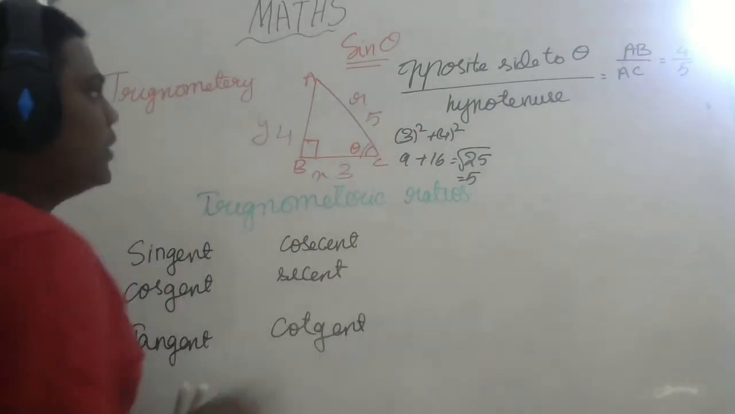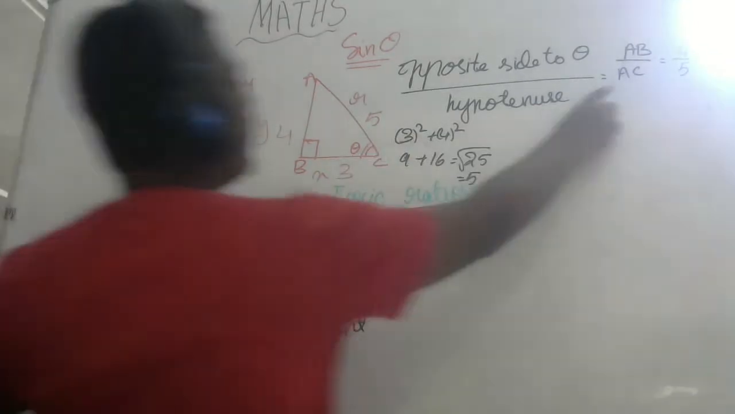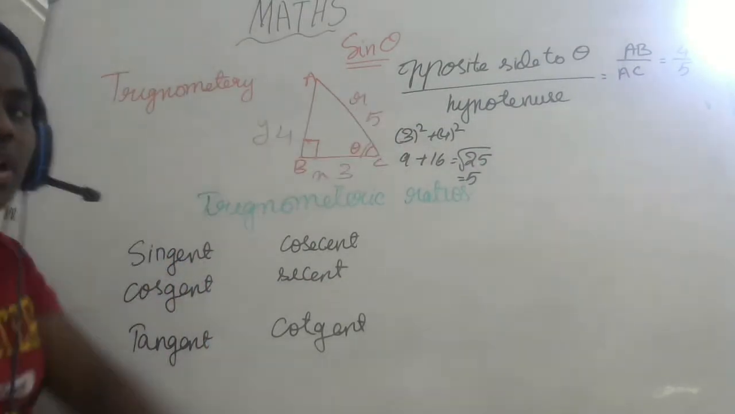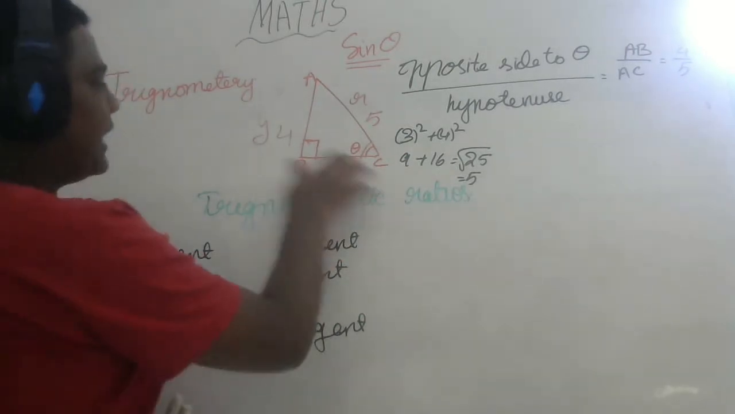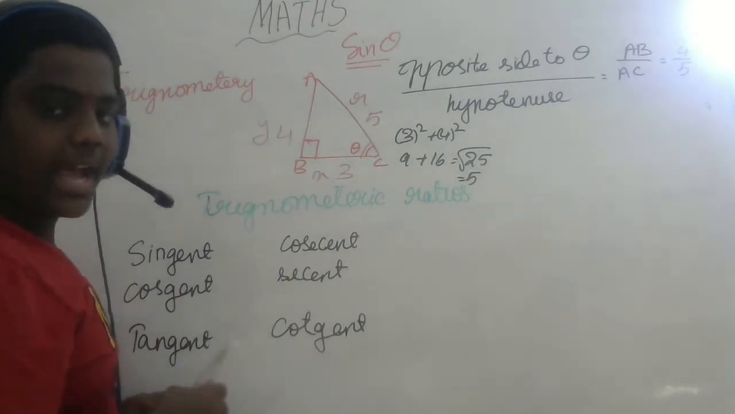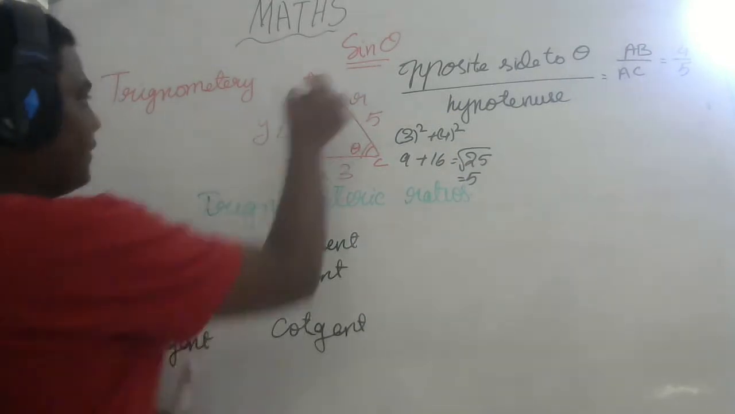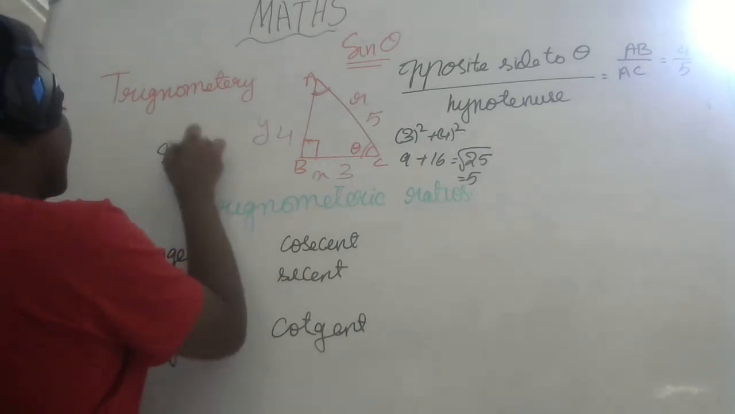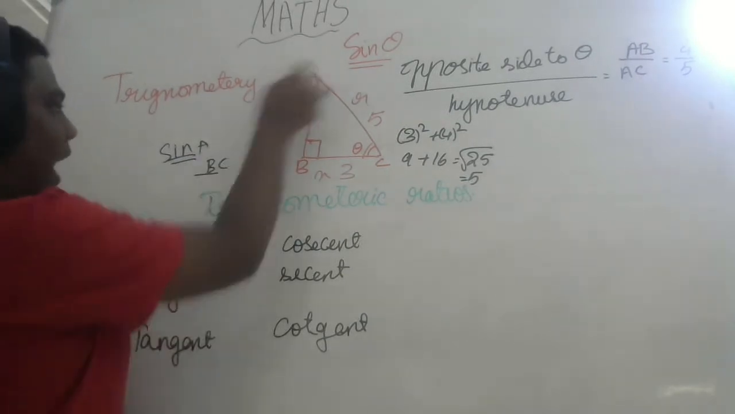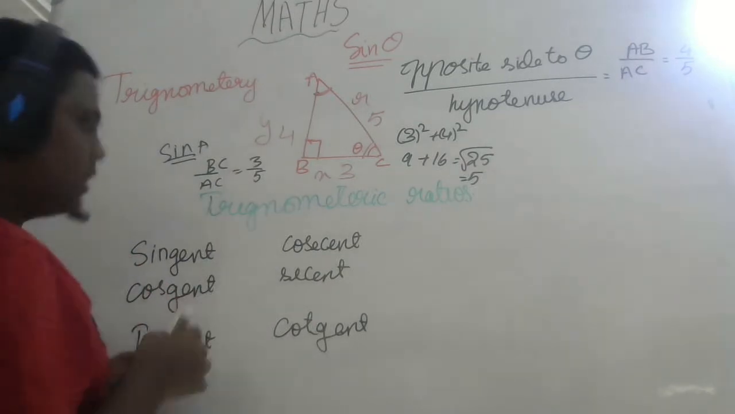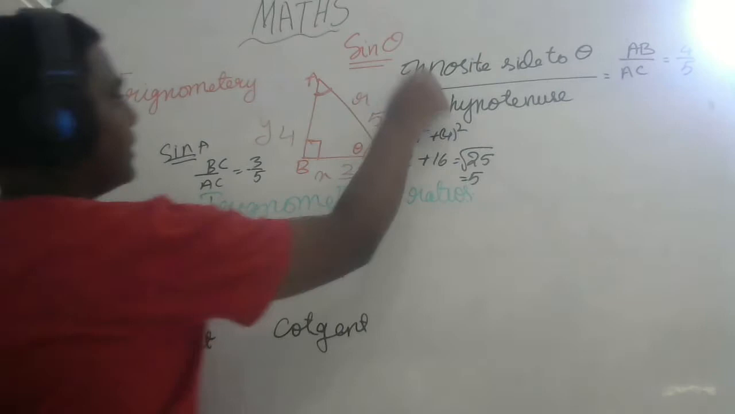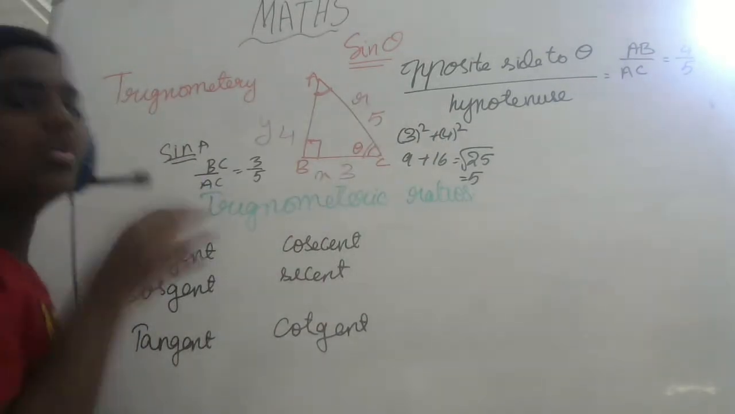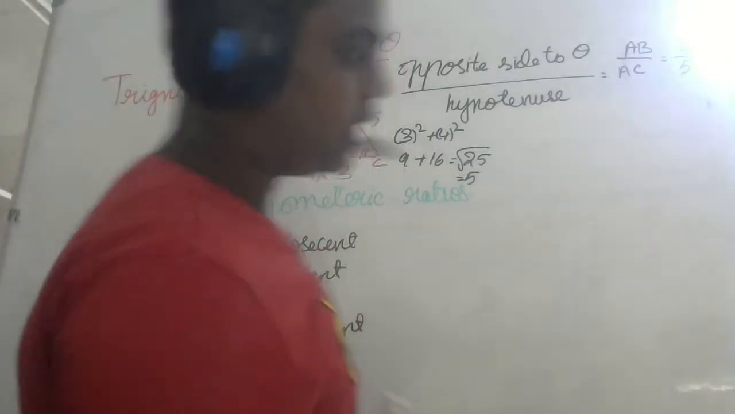To remember the formulas, don't learn this by heart every time. Try to understand it. Here I have taken theta at C, so it becomes AB by AC. If I take theta at A, the opposite side to theta becomes BC and the hypotenuse is AC, so sine A becomes 3 by 5. These two don't match, so remember this: opposite side to theta by hypotenuse is sine theta. If you remember this, wherever they give the sine value, you can easily find the values.